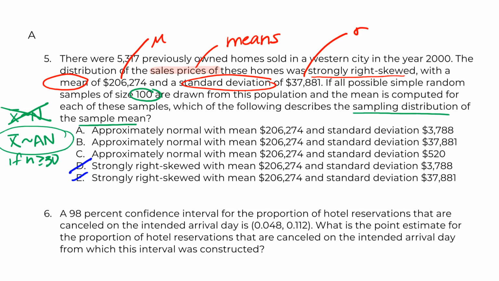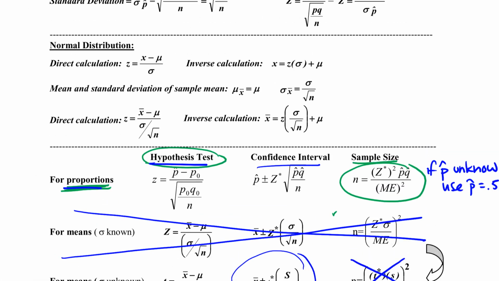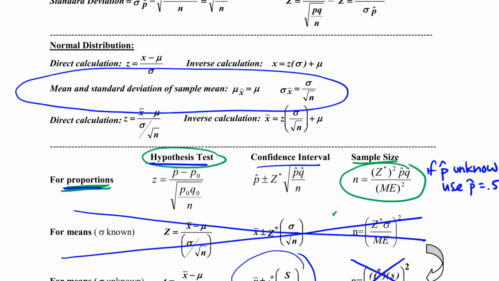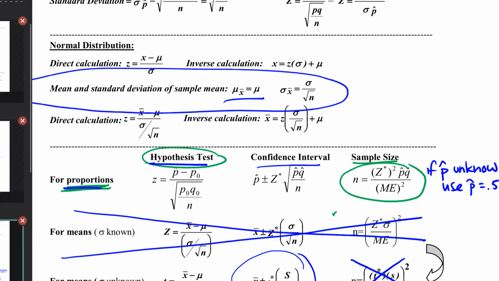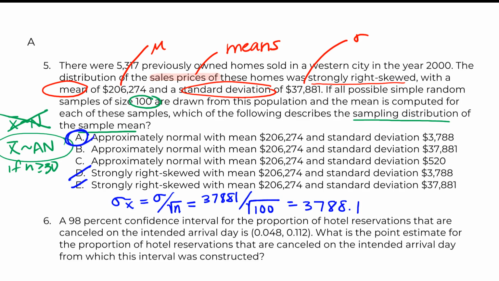Anyways, last piece here is then to go to our formula sheet if we don't have this on our note card. And we need the mean and standard deviation for a sample mean. So the sample mean is going to be centered at the real mean, but the standard deviation is going to shrink as our sample size increases. So if we grab both of those, we recognize, okay, the mean is always going to be 206. That doesn't help us. But the standard deviation of a sample mean should be the original standard deviation divided by the square root of n. So 37881 divided by the square root of 100 is just going to end up 3788.1, which is A.